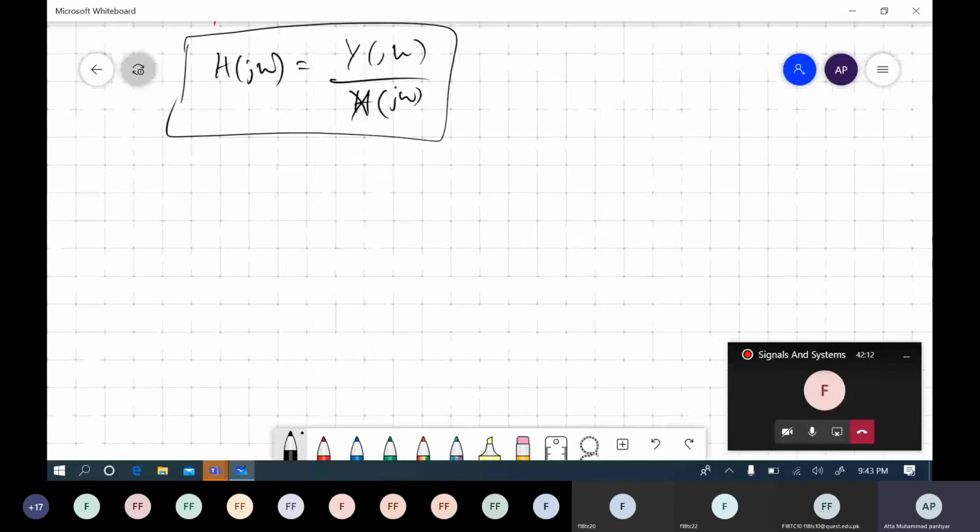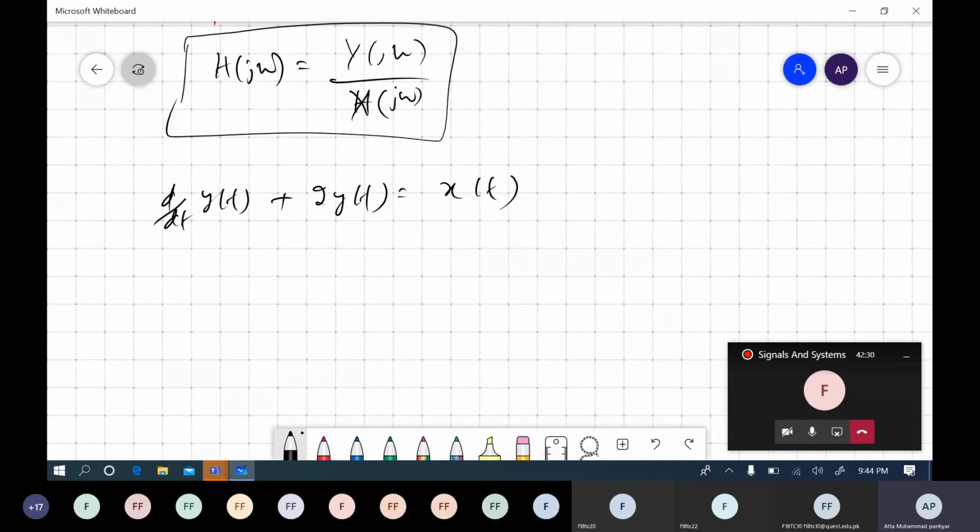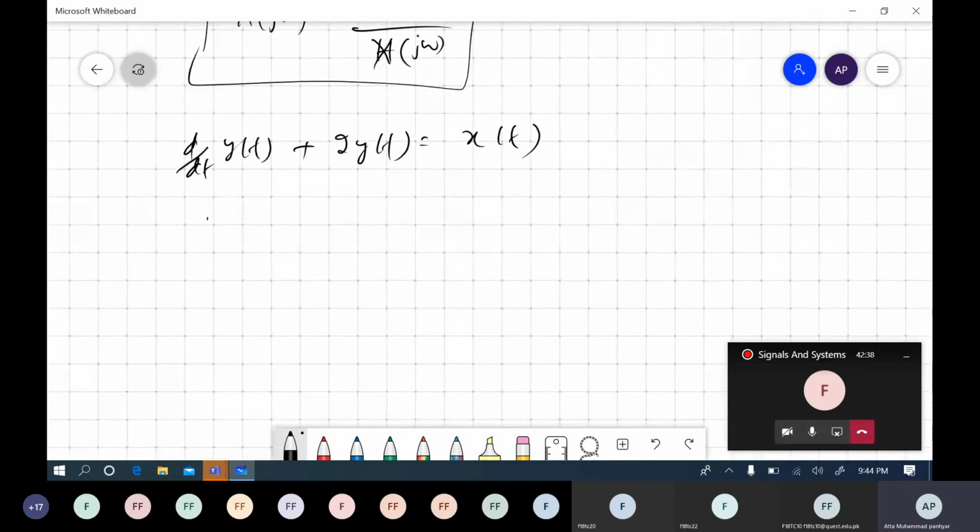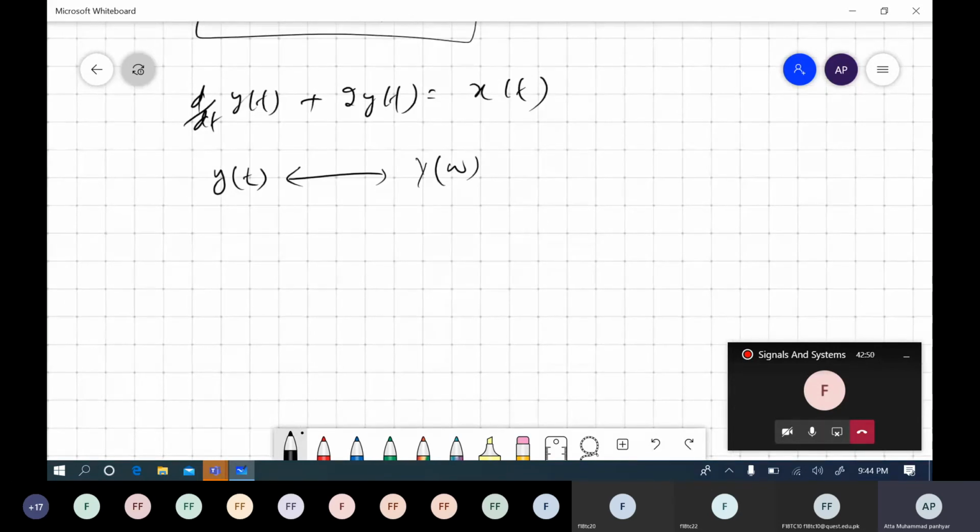Now in general, let's understand it through an equation. For example, we have the equation d over dt of y of t plus 2 y of t is equal to the input, right? Change in output plus twice the output is equal to input. So we know that if y of t has frequency response Y of j omega, for example, I am now dropping j and writing only omega. We write j here because it's an imaginary spectrum, right?